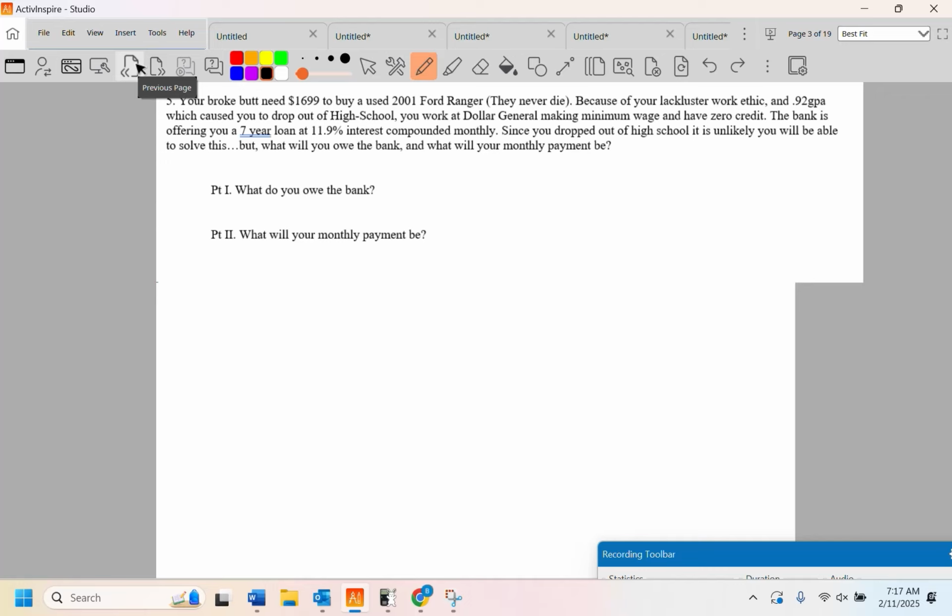Your broke butt needs $1,700 to buy a used 2001 Ford Ranger because of your lackluster work ethic and 0.92 GPA, which caused you to drop out of high school. You work at Dollar General making minimum wage and have 0 credit. You have to borrow, it's so bad that the bank is giving you a 7-year loan at 12% interest. You're going to pay more interest than the value of this Ford Ranger. Since you dropped out of high school, doesn't look like you'll be able to solve this, but what will you owe the bank and what will your monthly payment be?